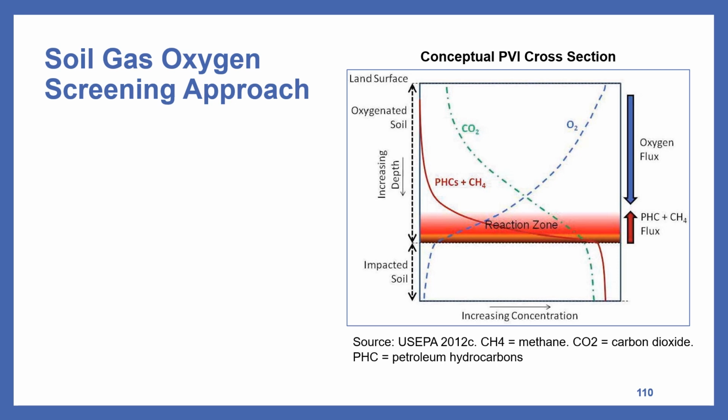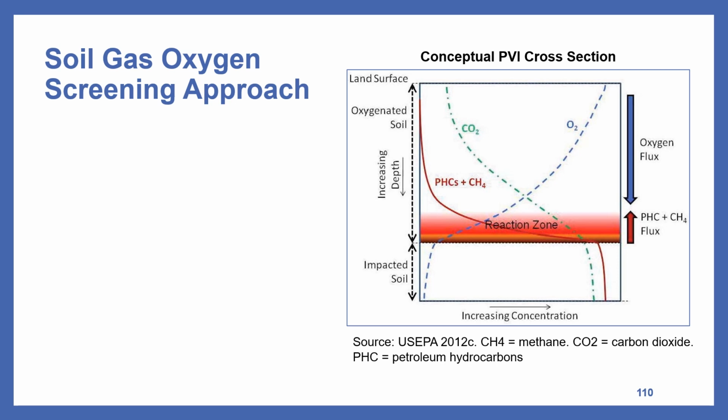Let's start with the solid red curve, which is labeled PHCs, or petroleum hydrocarbons, and CH4, methane. You can see just above the impacted soil, we have very high concentrations in the vapor phase. Throughout this reddish reaction zone, those concentrations drop sharply. Typically in practice, this is orders of magnitude decreases over short distances, say a few feet, to the point where the concentrations of hydrocarbons are essentially non-detect by the time they reach the land surface.